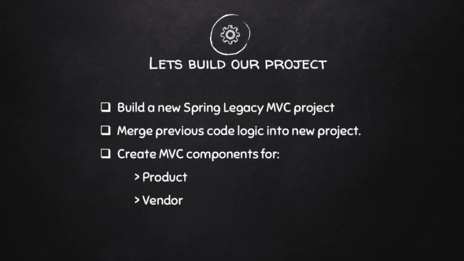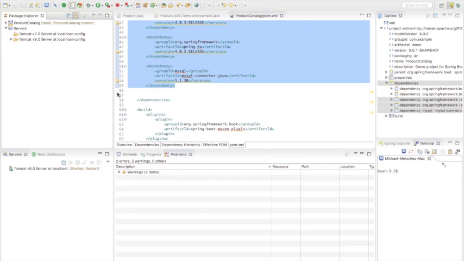So now that we've covered all the basics, let's go out and build our project. We're going to start by building a new Spring Legacy MVC project. We're going to merge our previous code logic into our new project, and then we're going to create MVC components for product and vendor. Now I've already built the components for product. So in our particular example, we're going to continue adding some additional pieces to our catalog, and we're going to build out the vendor piece. Okay, let's go look at the demo.